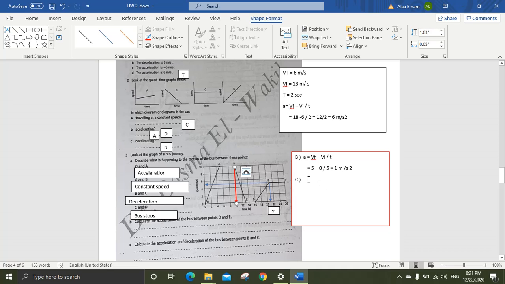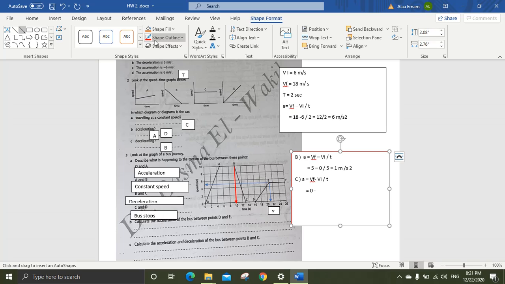Now what is the acceleration here? So again, the same formula, A equals V final minus V initial divided by time. Now what is the final velocity here? Is it at the point B or point C? Obviously, this is at C. The final velocity is at C, which is 0 because the bus already is not moving at this point. Maybe the bus is at the station. So it's 0 minus V initial, which is the velocity or the speed at point B.